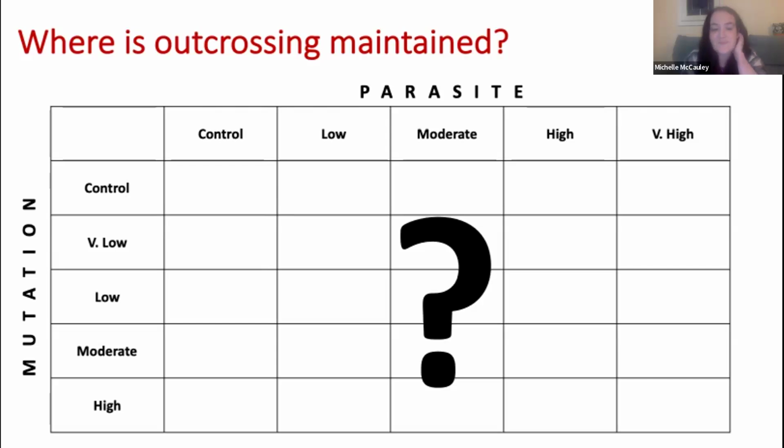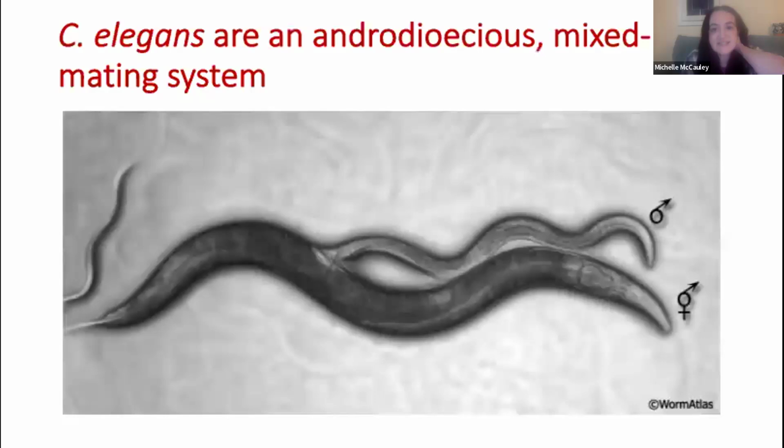So I tested this using a series of evolution experiments using the nematode worm C. elegans. C. elegans are androdioecious, which means worms are either males or hermaphrodites. And they're mixed mating, which means that hermaphrodites can either self-fertilize or they can outcross to males. And I should also note that under standard laboratory conditions, C. elegans are almost entirely self-fertilizing.